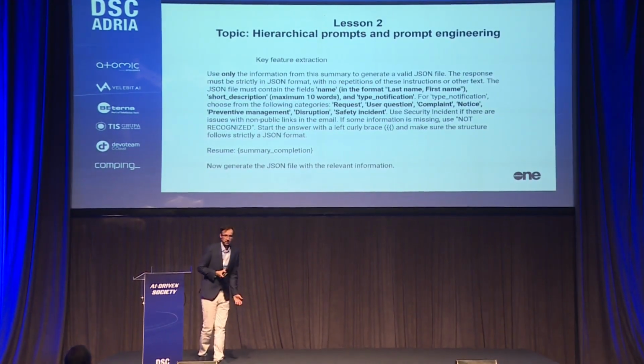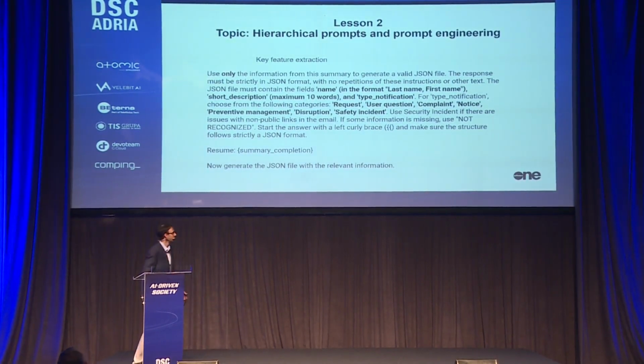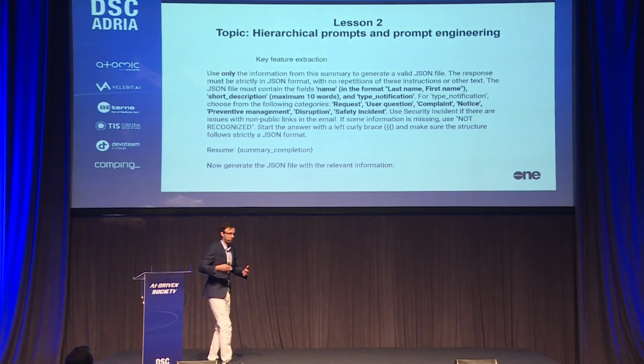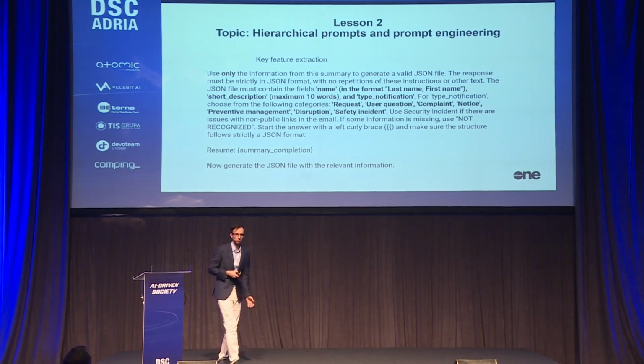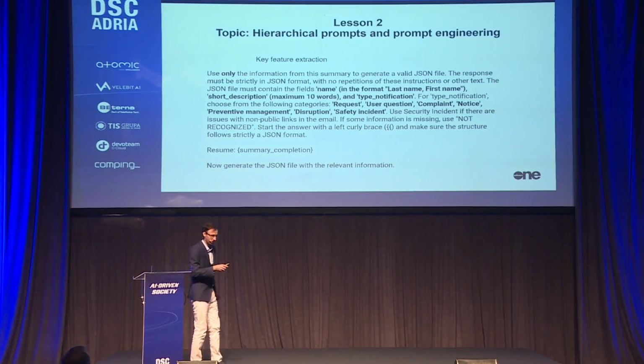Okay, the second thing, I think the most important, is the key feature extraction. So we also have this field's name in the format last name, first name. We want the short description, maximum 10 words, like "Teams doesn't work", and the type of notification. It's also good, if you have the list of the types of notification, to provide this closed list to the model, so it knows from what kind of information it can choose.